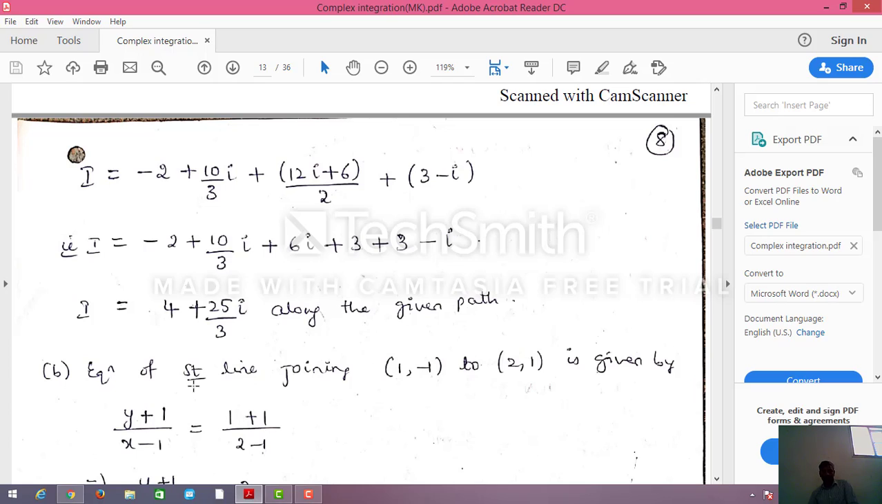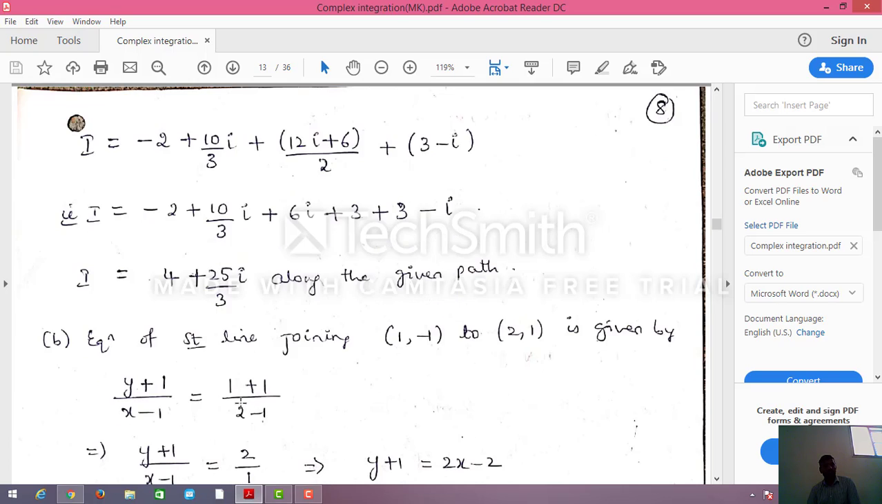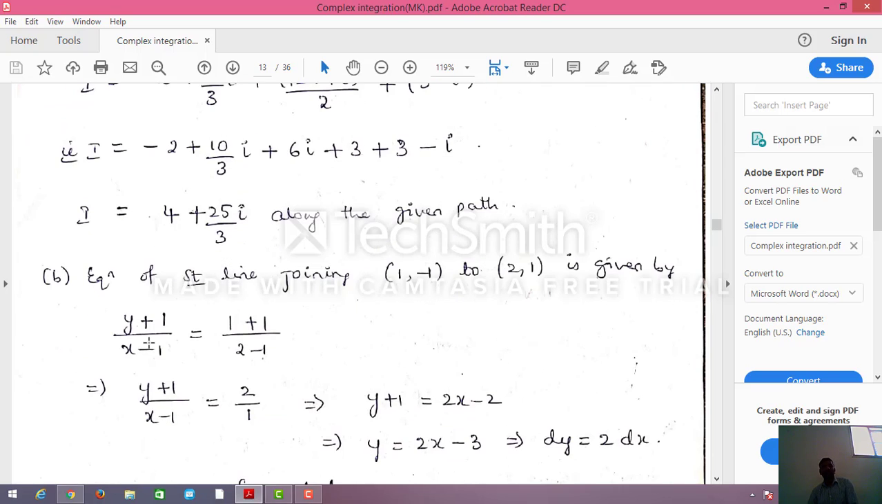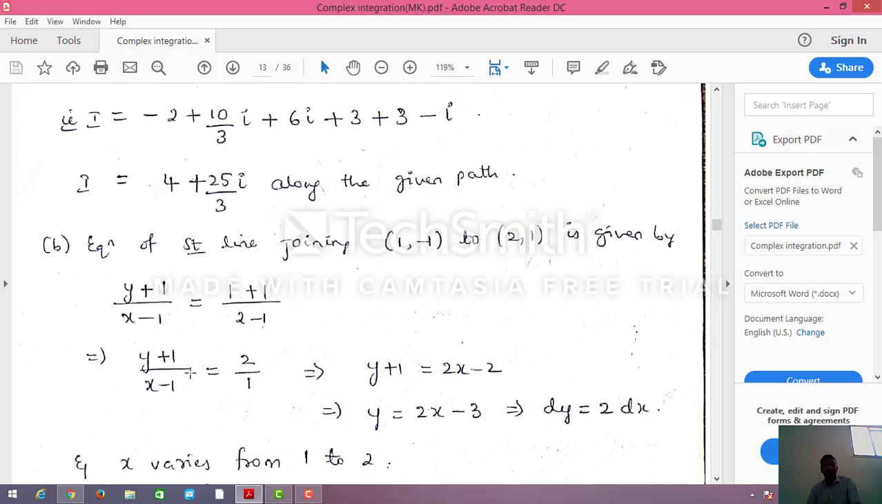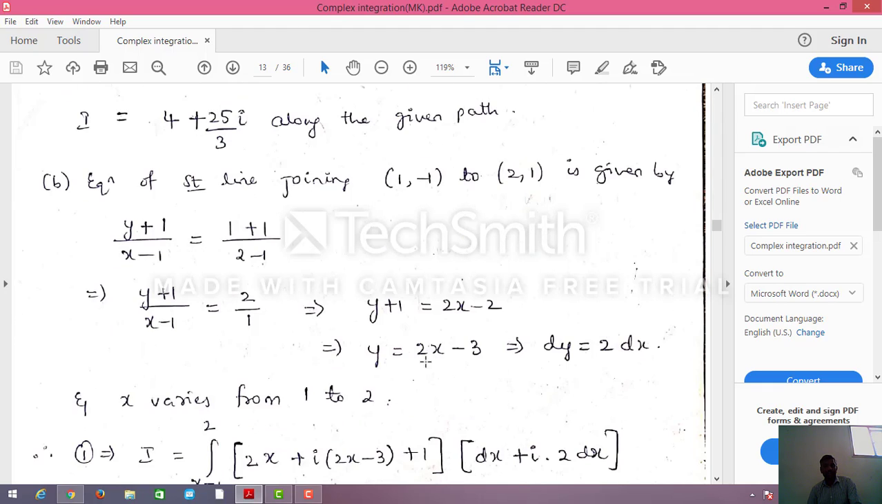Similarly, one more curve is there. The equation of a straight line joining (1, minus 1) to (2, 1) is given by what? This is x1, this is y1, this is x2, y2. We know the formula: y minus y1 divided by x minus x1 equals y2 minus y1 divided by x2 minus x1. I substituted the x1, y1, x2, y2 values and simplified. You will get y plus 1 equal to 2x minus 2, y equal to 2x minus 3. Then dy equal to 2 into dx. I am substituting in place of y the x values, so dy is also in terms of dx.